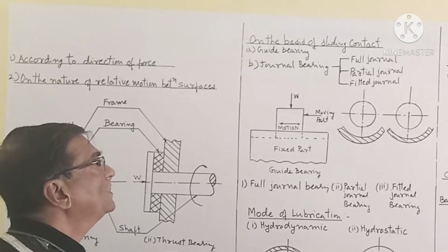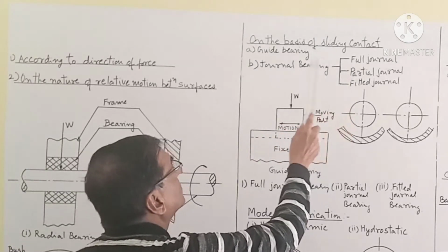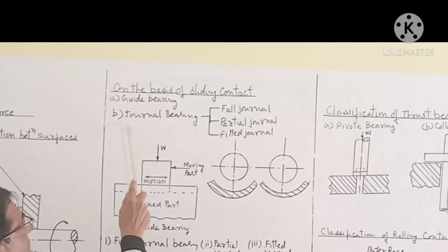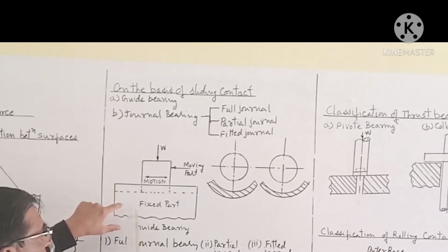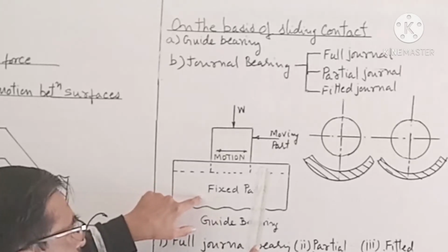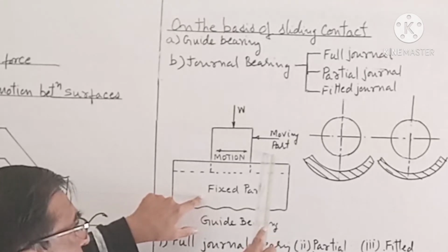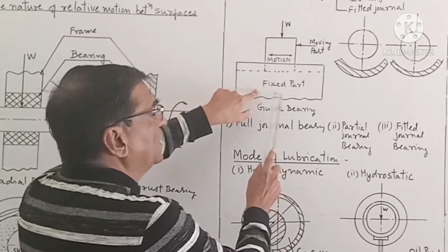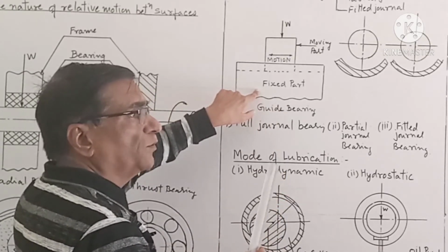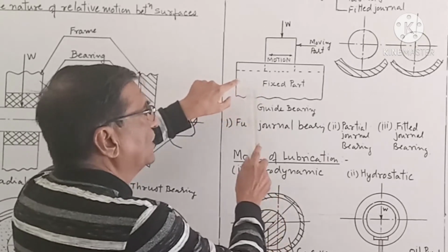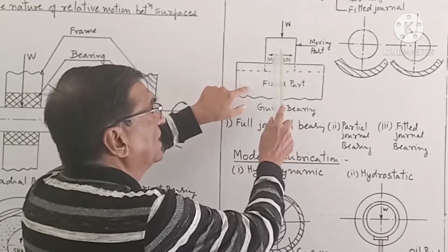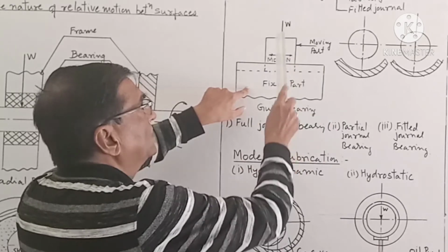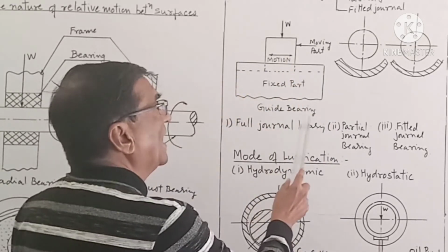Now, classification on the basis of sliding contact bearing. This is guide bearing and journal bearing. Now, in guide bearing, this is the fixed part, this is the moving part that slides, and the direction of load is downward. This type of bearing is generally used in a lathe to support the carriage. The bed serves as a bearing, and this is the carriage that moves along the horizontal direction, and this is the direction of load. So, this is guide bearing.